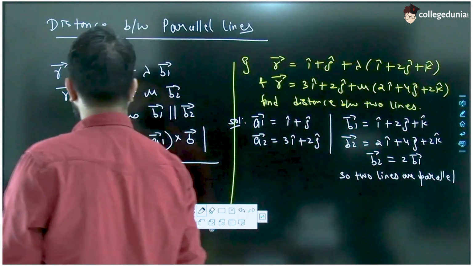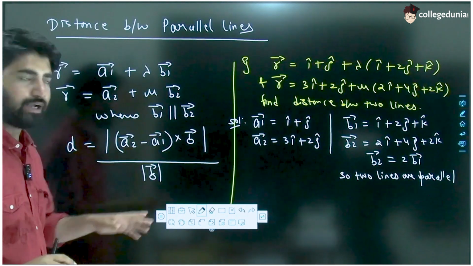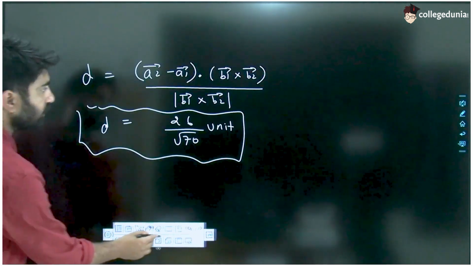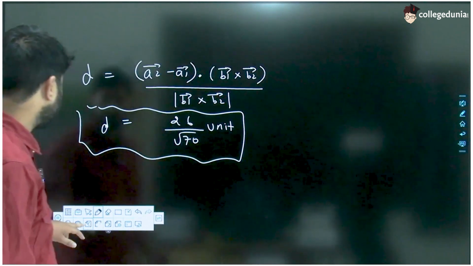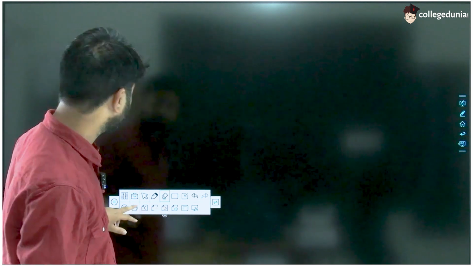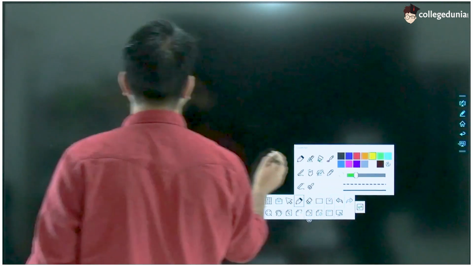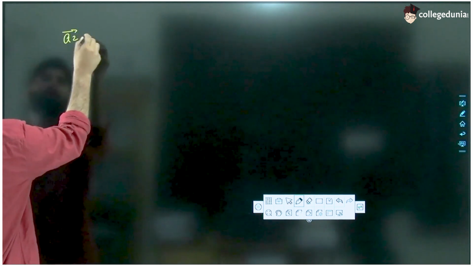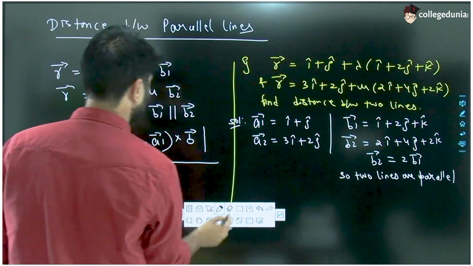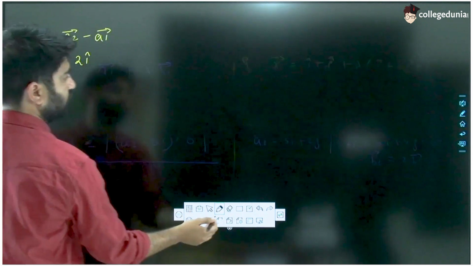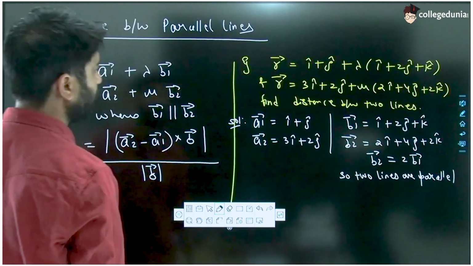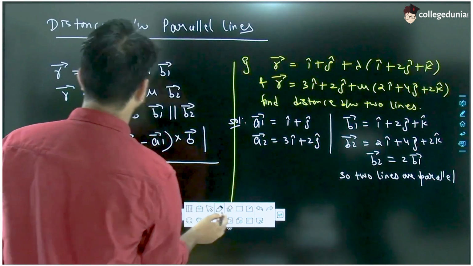So now we have to apply this formula for finding the distance between these two lines. Okay. If these two lines were not parallel, then in that situation we would use the other formula. Okay. So now since two lines are parallel, first of all we need to find a2 minus a1 vector. a2 minus a1 means 3i minus i, 2i, 2j minus j, plus j, so 2i plus j.